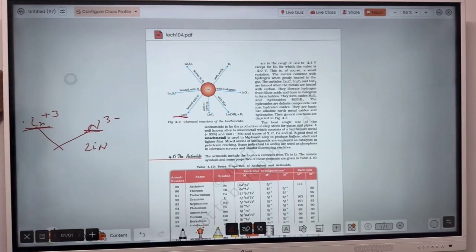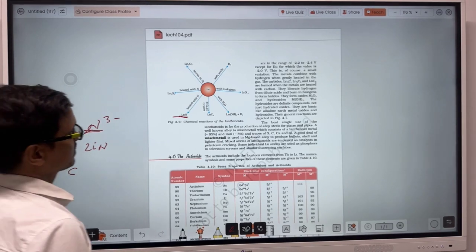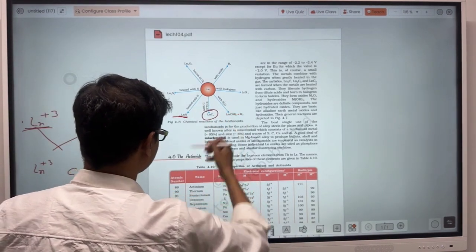Now let's see when they react with carbon. Lanthanoids show the oxidation state of +3, and carbon shows the oxidation state of +4. So here what happened, LnC, I will tell you later on.